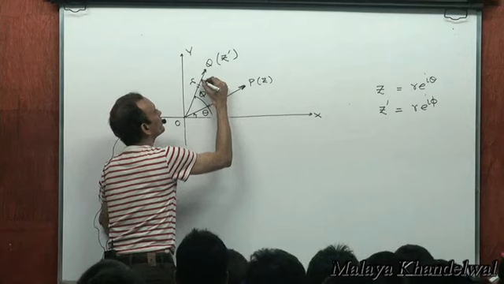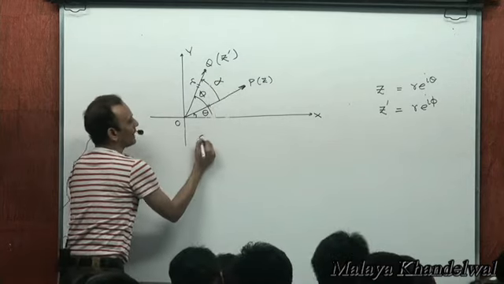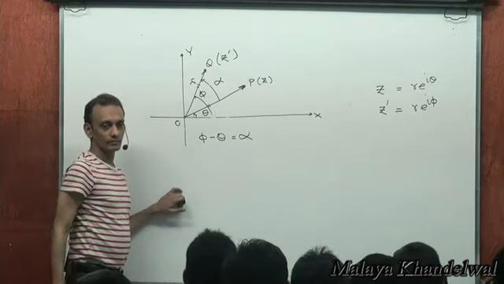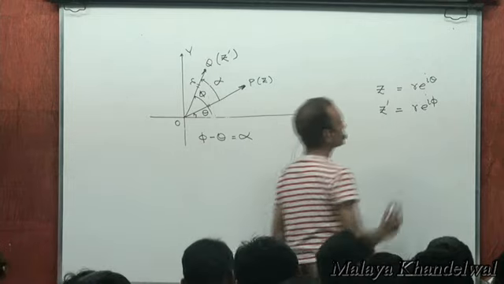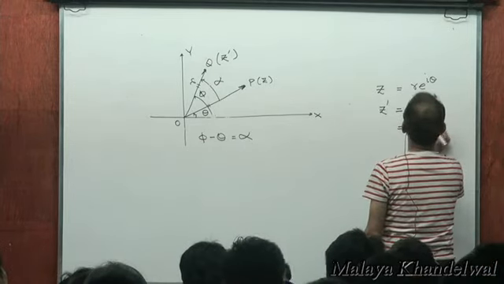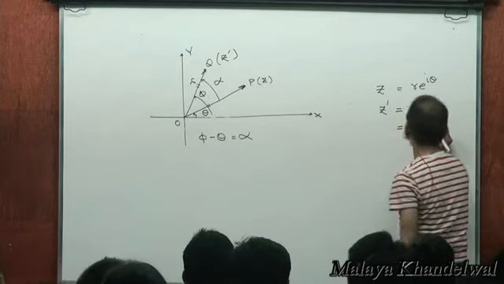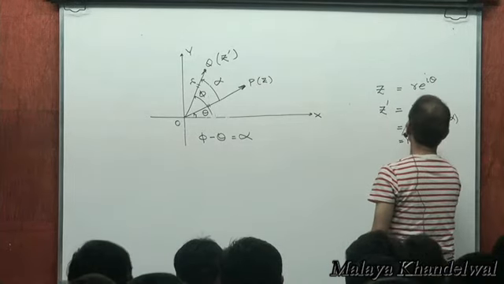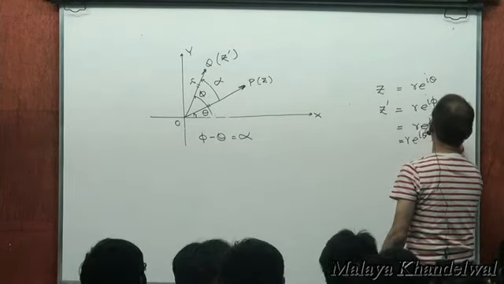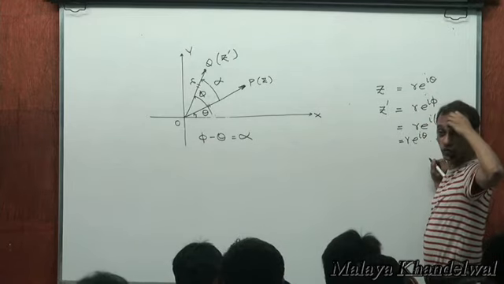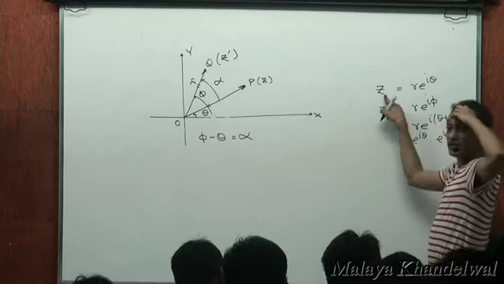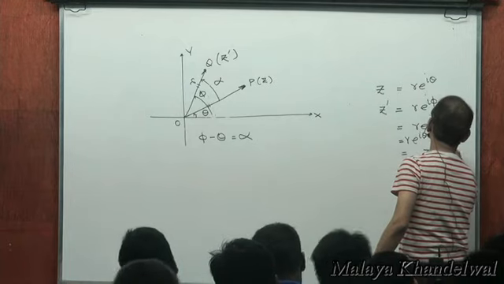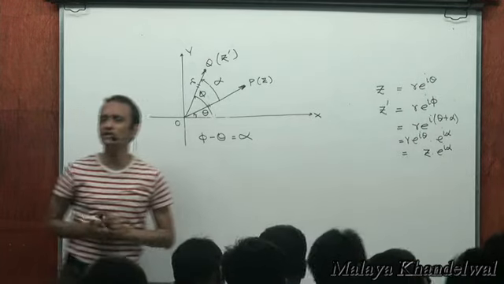Say this angle is alpha. Phi minus theta is alpha, say. This is r e power i phi, and phi can be written as theta plus alpha, which is r e power i theta into e power i alpha. Yes or no? But r e power i theta is z. This is z e power i alpha. Yes or no?